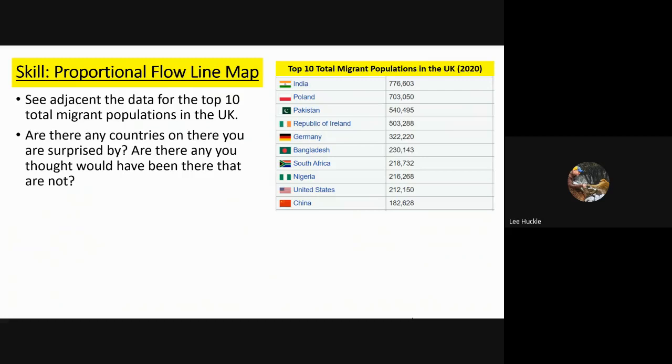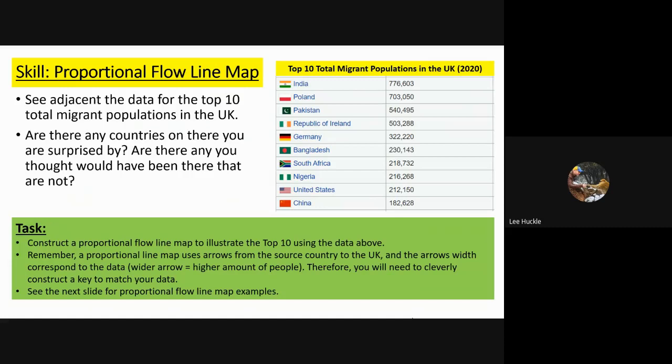So as it says there, see the adjacent data for the top 10 migrant populations in the UK. Are there any countries on there you're surprised by? Are there any on there you thought would have been there that are not? And you'd have discussed this. So your task was to construct that proportional flow line map. So go back and have a look at it.